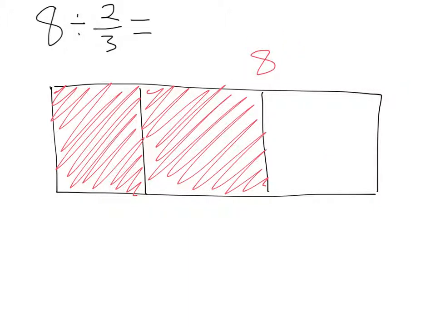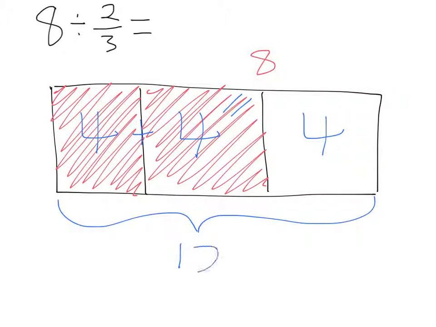Okay, so if all of this is 8, that means this has to be 4, this has to be 4, because 4 plus 4 would equal 8, and so all of this here represents 12. So 8 divided by 2/3 is going to give me 12.